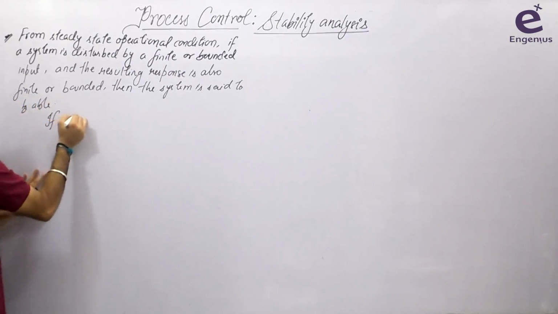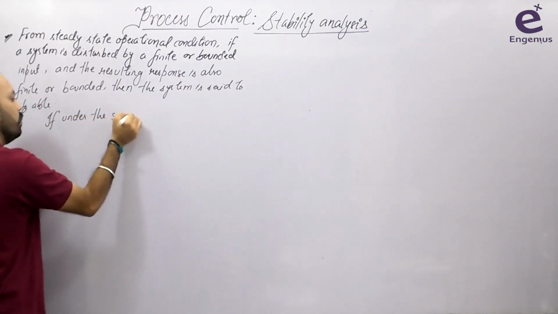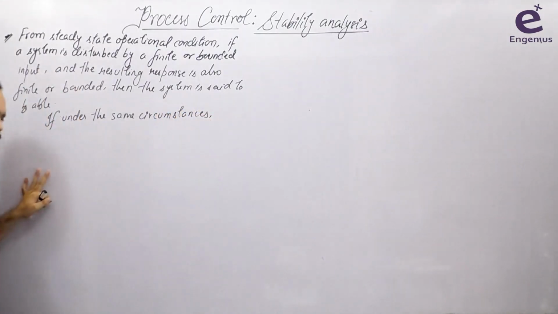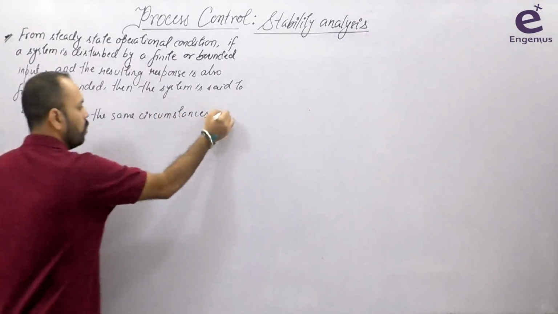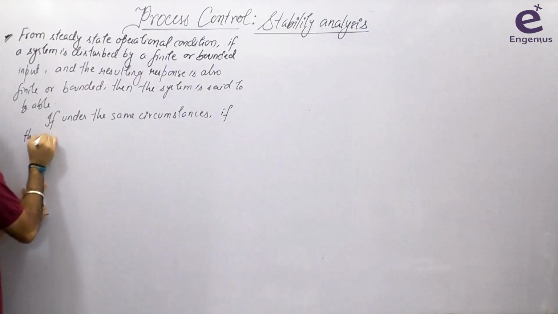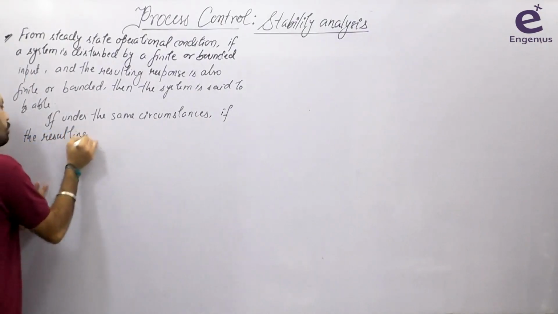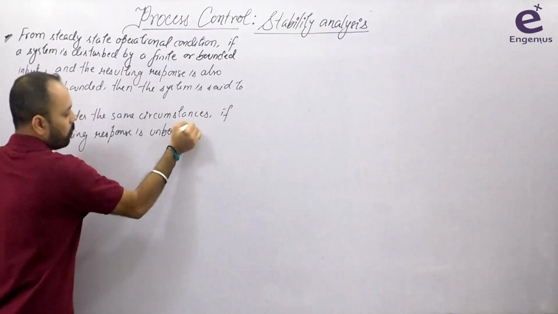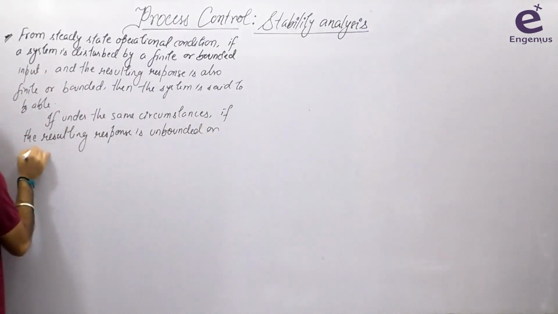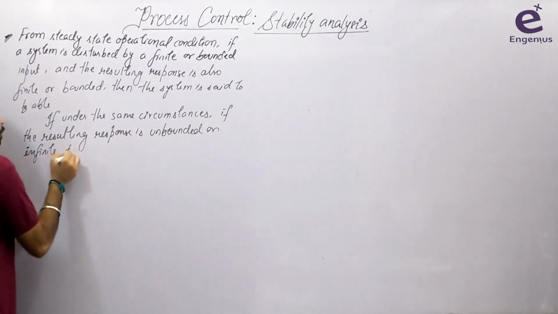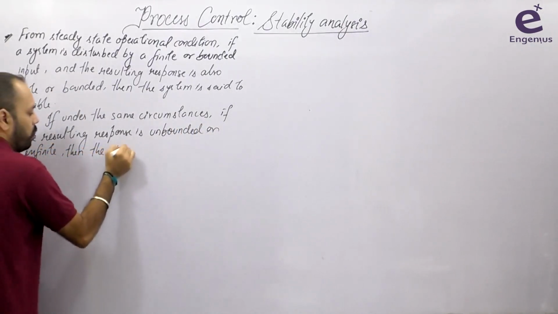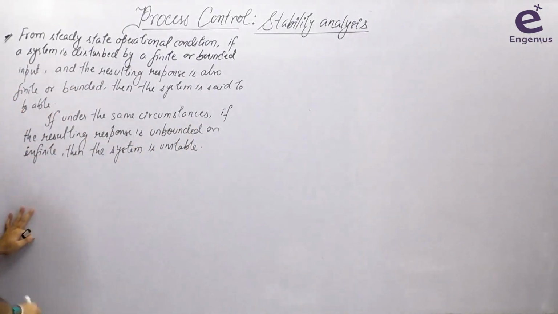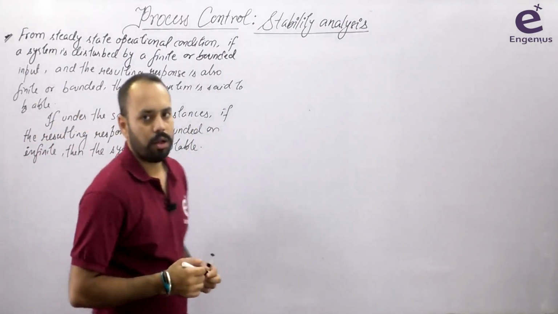If under the same circumstances, the resulting response is unbounded or infinite, then the system is unstable. Fine. Note down this. This is the definition of stability of a system and instability of a system.